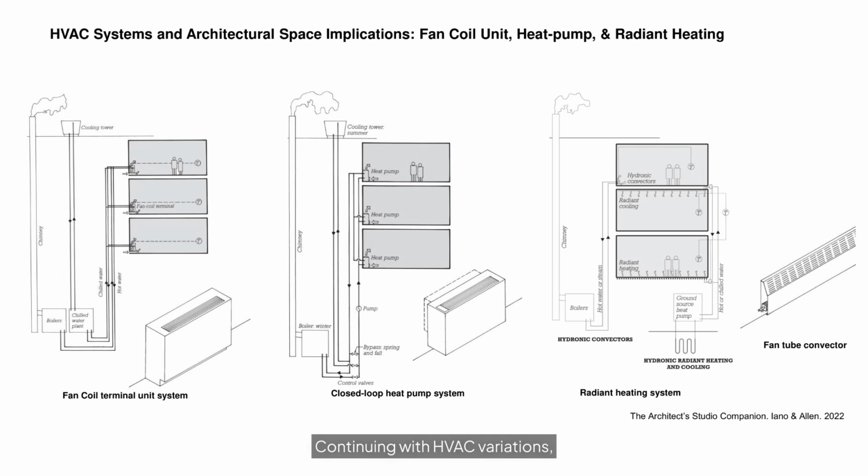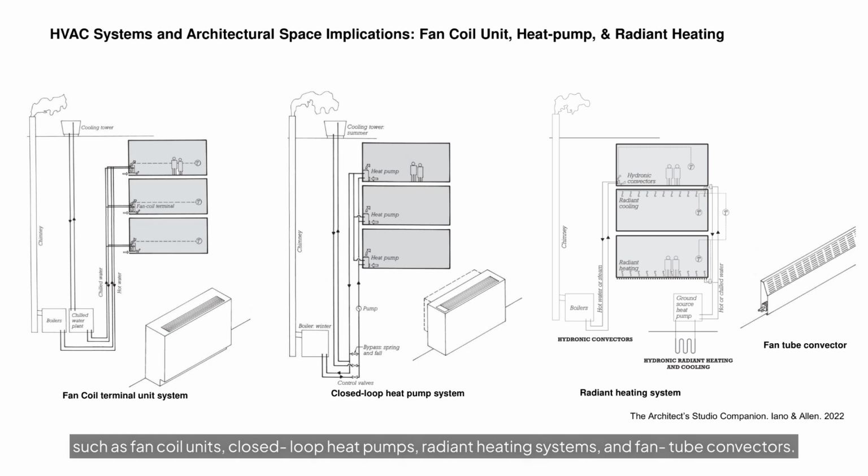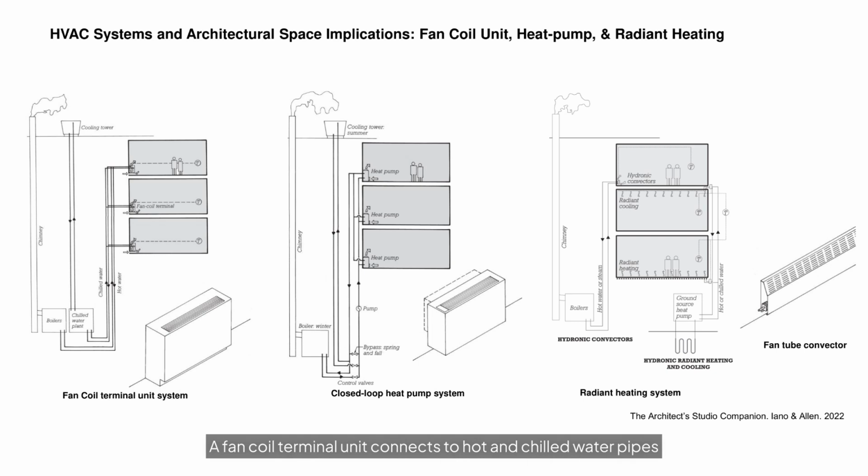Continuing with HVAC variations, this slide lists systems that often involve water-based heating and cooling and localized terminal units such as fan coil units, closed-loop heat pumps, radiant heating systems, and fan tube convectors. A fan coil terminal unit connects to hot and chilled water pipes, which provide better thermal comfort and space savings as a perimeter unit. The closed-loop heat pump incorporates a network of water source heat pumps and distributes energy from water pipes. This arrangement is flexible but needs mechanical space for heat rejection.